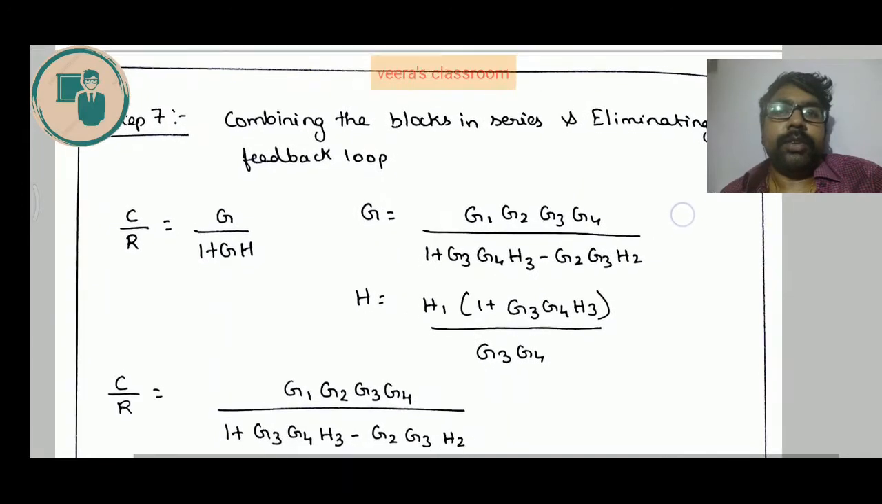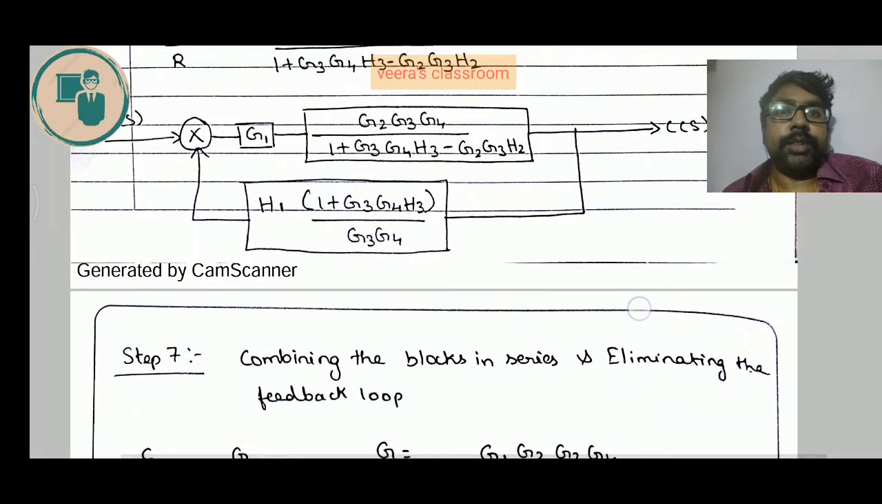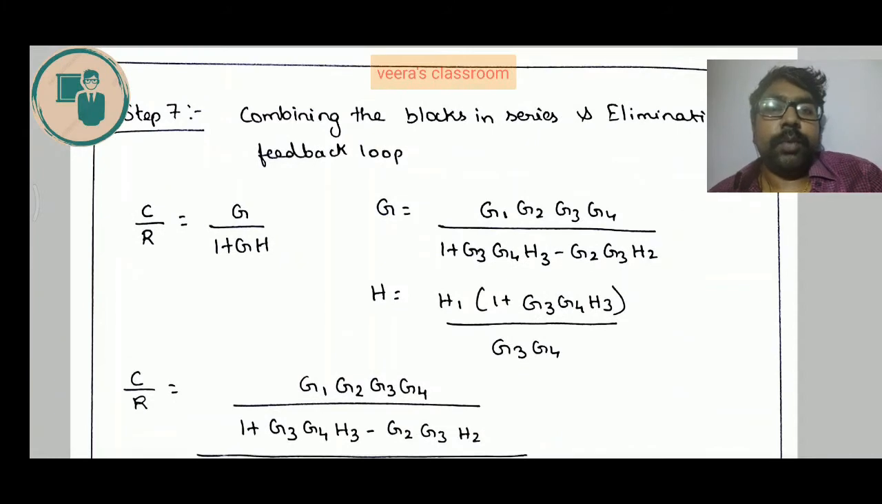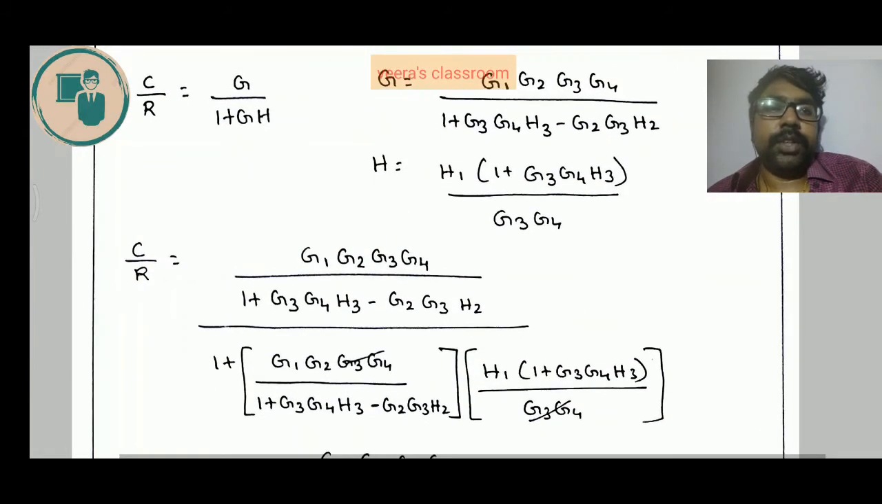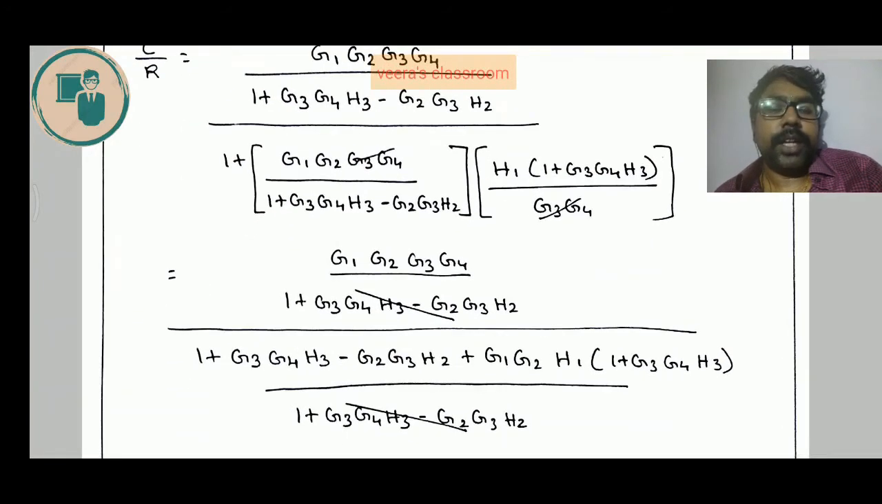So this is going to be the elimination of feedback. Again, when you see the diagram, this is negative feedback, so it's going to be G by 1 plus GH. We are substituting the terms. This is going to be somewhat complex because the multiplication is going to go here and there. So it's C by R equal to G1 G2 G3 G4 divided by 1 plus G3 G4 H3 minus G2 G3 H2, this is the numerator, whole divided by 1 plus G1 G2 G3 G4 divided by 1 plus G3 G4 H3 minus G2 G3 H2 into H1 into 1 plus G3 G4 H3 divided by G3 G4. So the G3 G4 get cancelled, and we take the LCM and cancel the denominator.